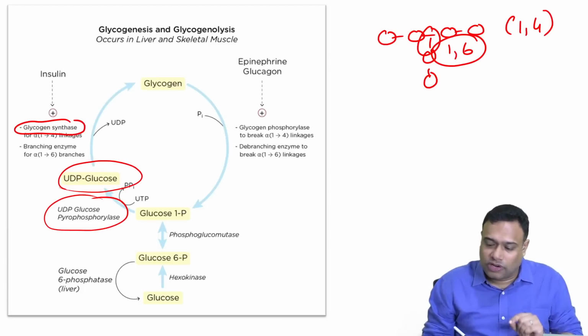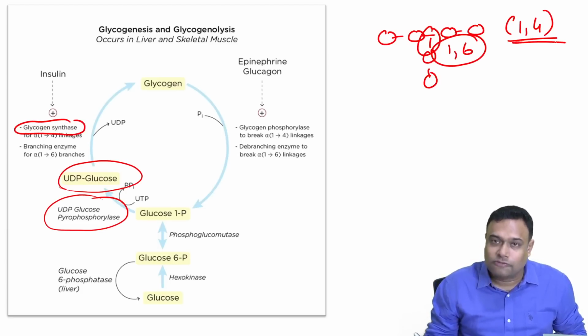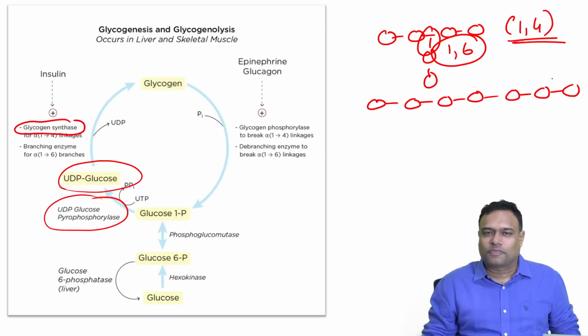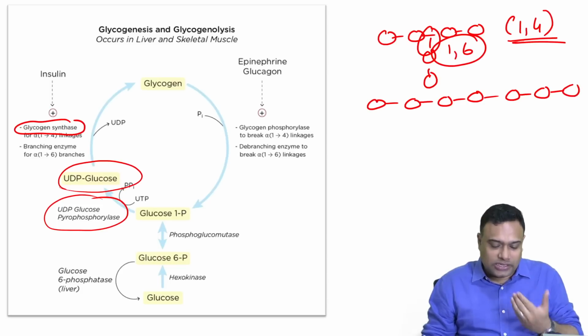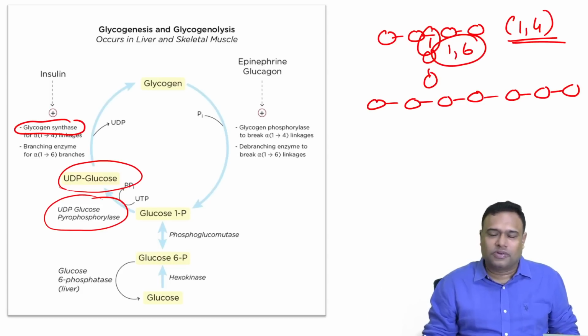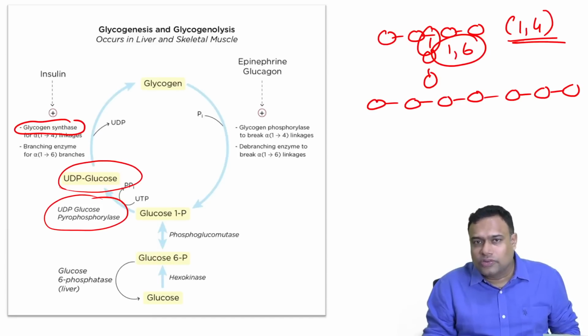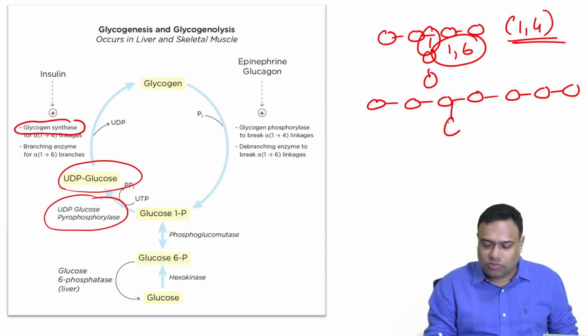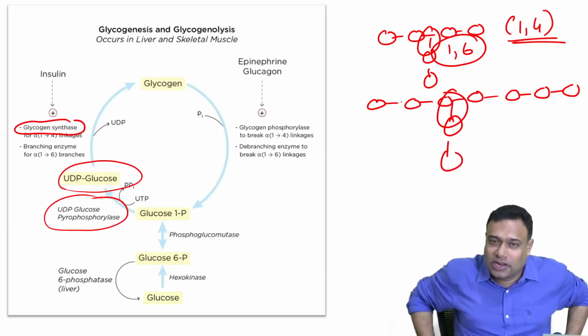Glycogen synthase is very important for the formation of 1,4 bonds, and it increases the length of glucose like this to form glycogen. Glycogen synthase is activated by insulin. But this is still not glycogen because you don't have the 1,6 bond, you don't have the branch there.